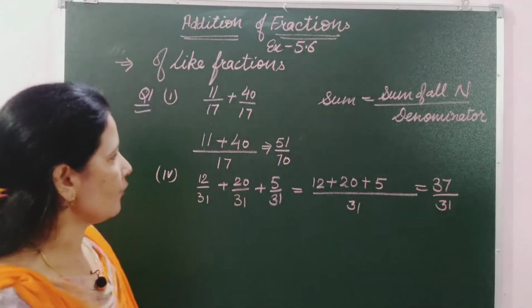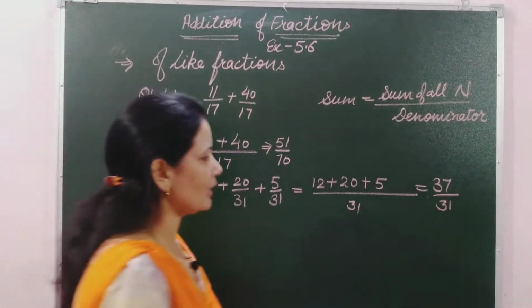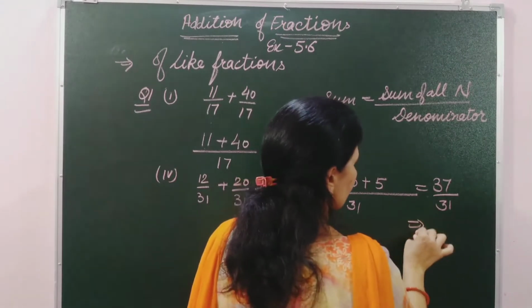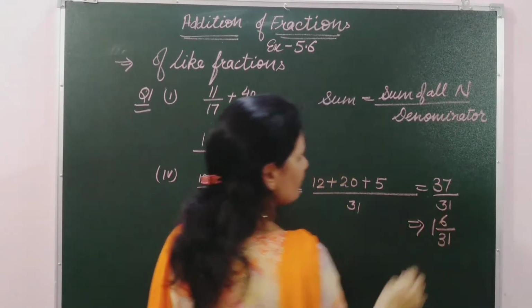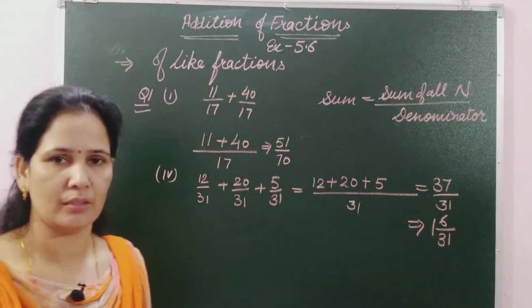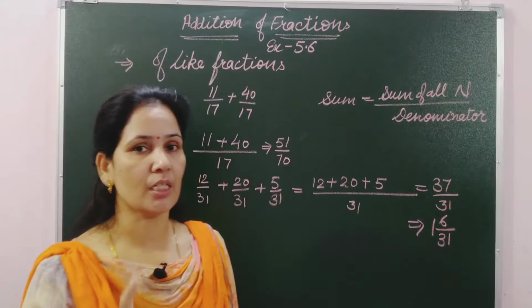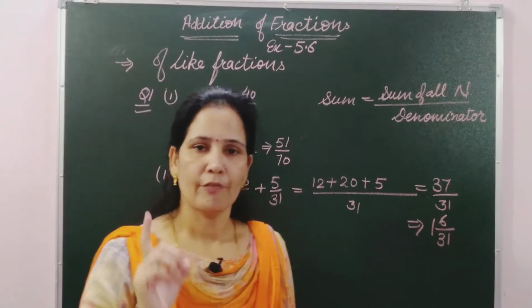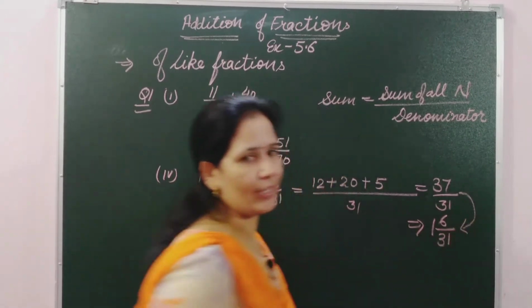Okay students, if you get the answer in improper fraction, then you can convert this into a mixed fraction. How? 31 goes 1 time and remainder 6. So 1 6 by 31. Okay students, you can convert into a mixed fraction in case of improper only. When you get the answer improper, then convert into mixed fractions.